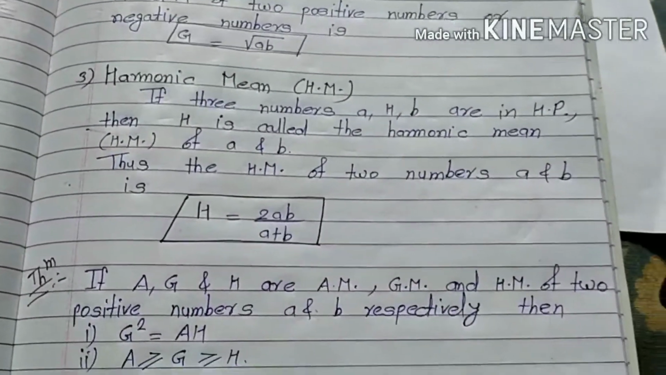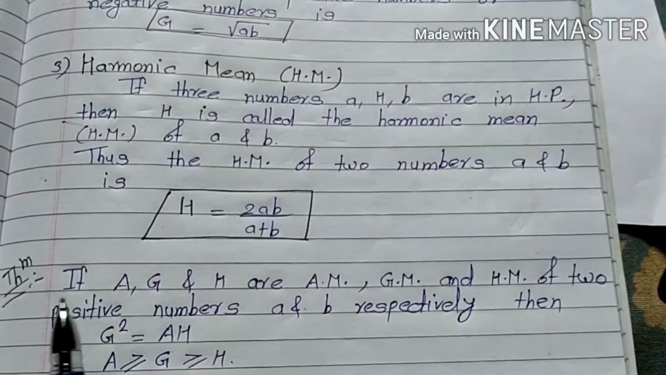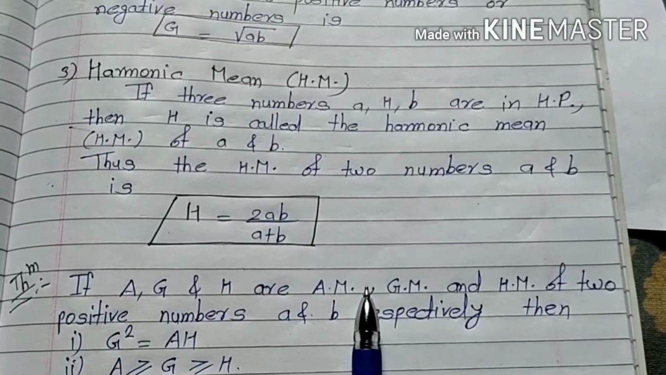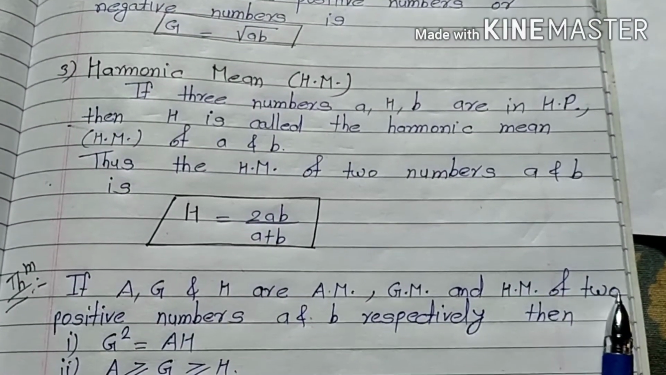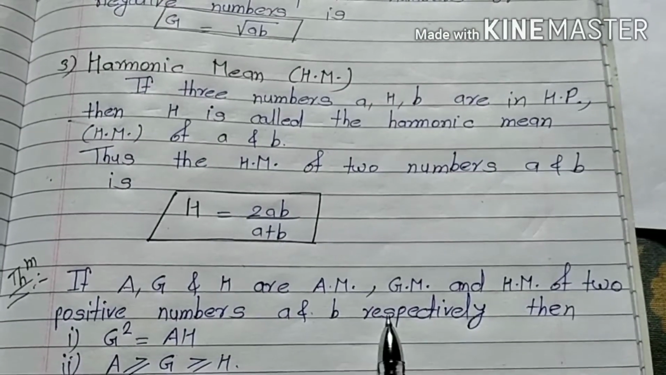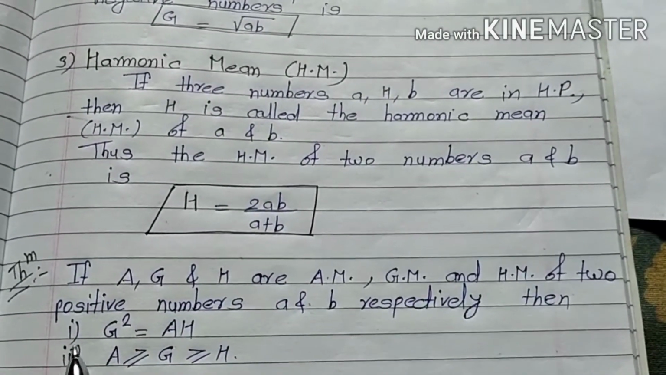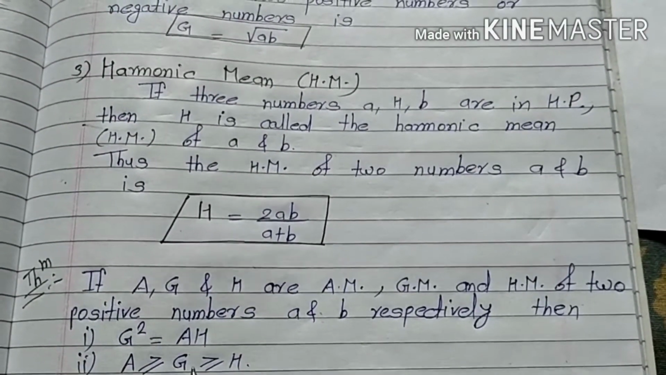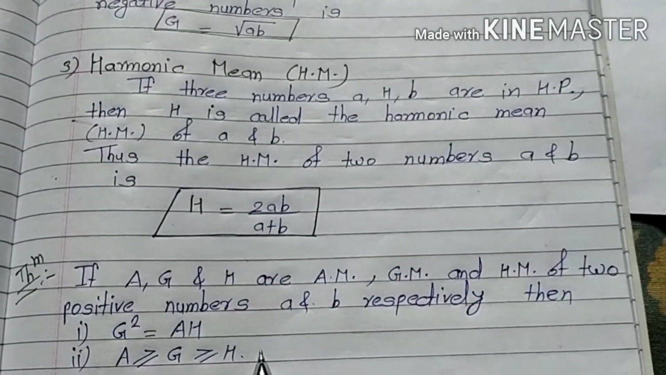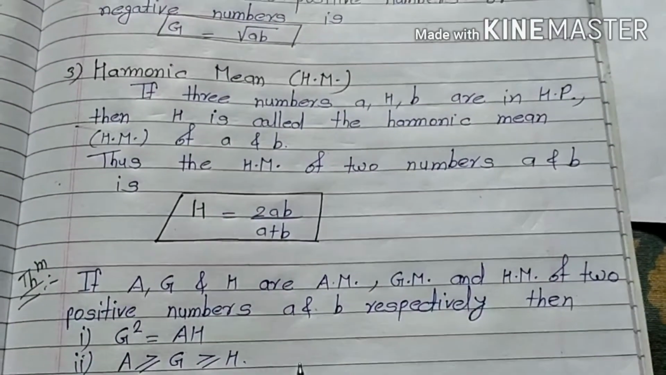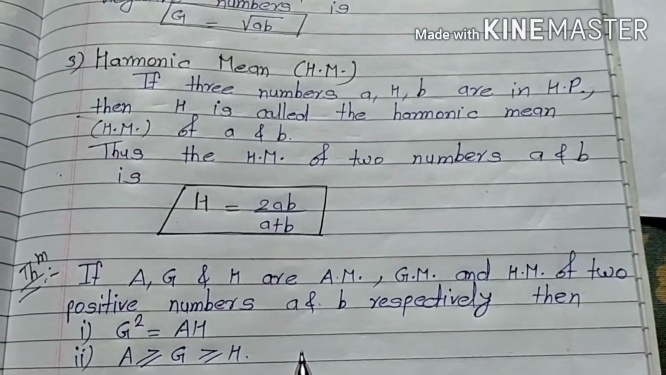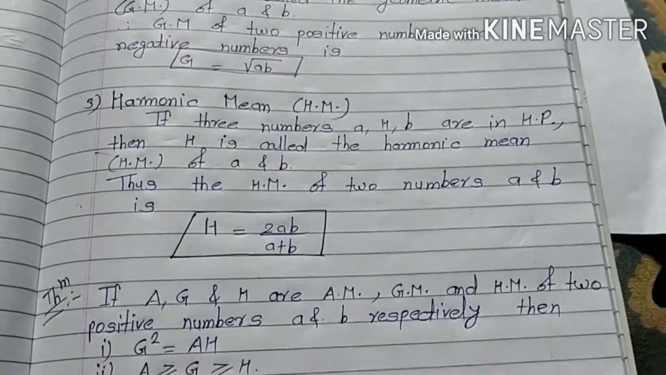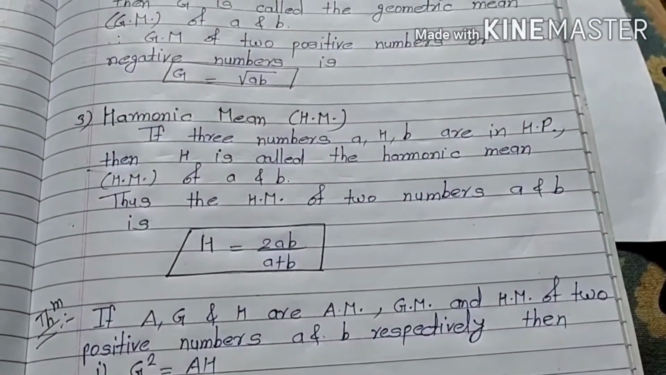Now next, we move towards one theorem. If A, G and H are the AM, GM and HM of two positive numbers A and B respectively, then first, G square equals AH, and second, A is greater than or equal to G, G is greater than or equal to H. This theorem is very important to solve examples, and the proof of this theorem is given in our textbook.